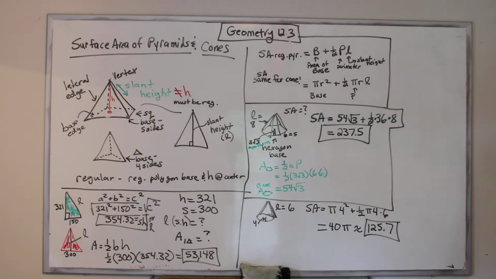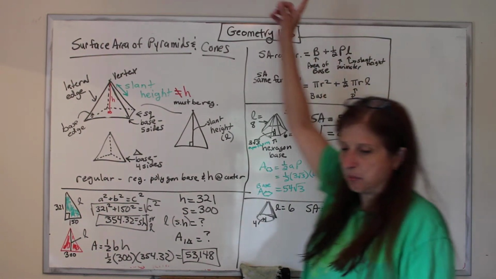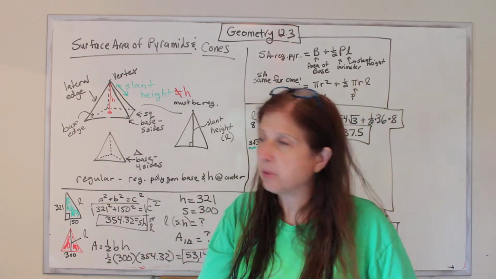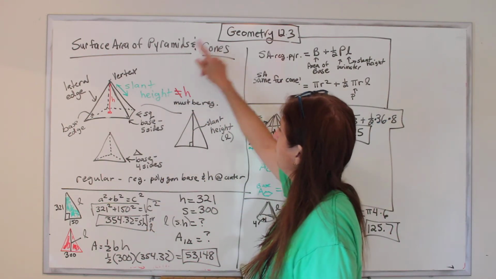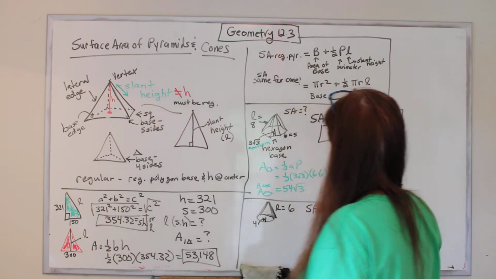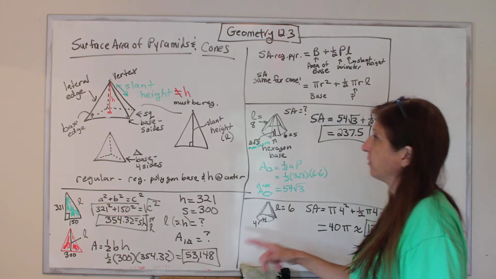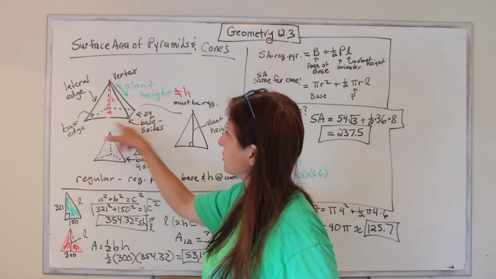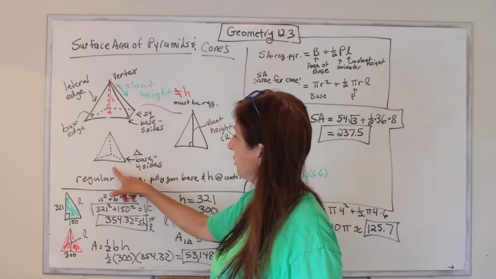Welcome back to Geometry, Chapter 12, Section 3 in this book. Today we're talking about the surface area of pyramids and cones. So a cone is like an ice cream cone, pyramid is like what they have in Egypt. They can have a square base or they can have a triangle base.